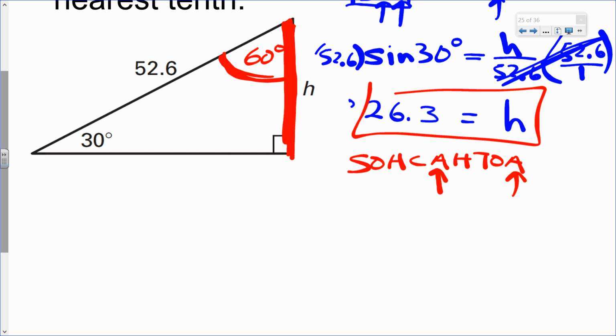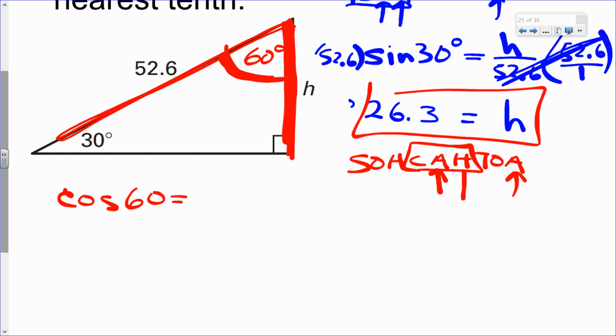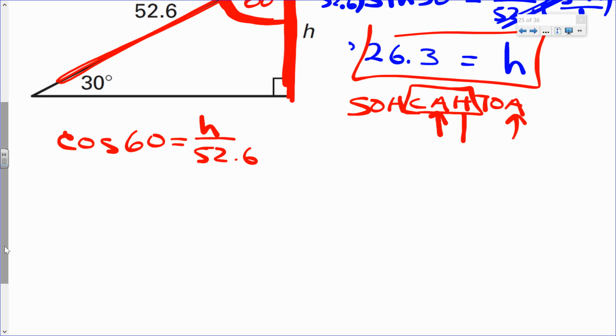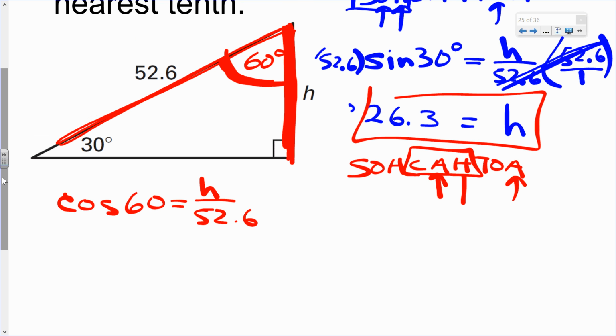So I'm dealing with the adjacent to 60, and I'm dealing with the hypotenuse. So which one has adjacent and hypotenuse mentioned? Cosine. I'm using cosine again. Look at the equation now. Cosine of 60 is h over 52.6. It's a trigonometric equation. That looks mighty similar to the one we just did.